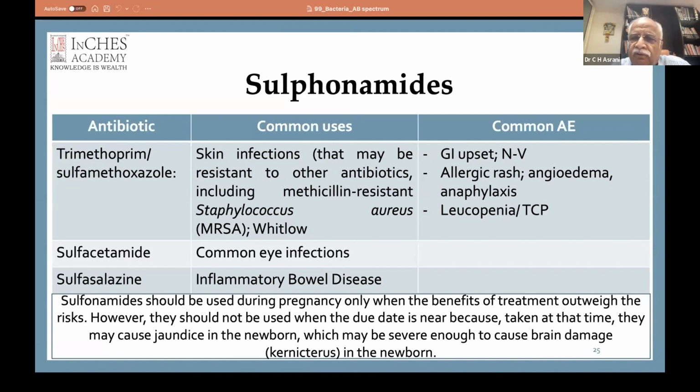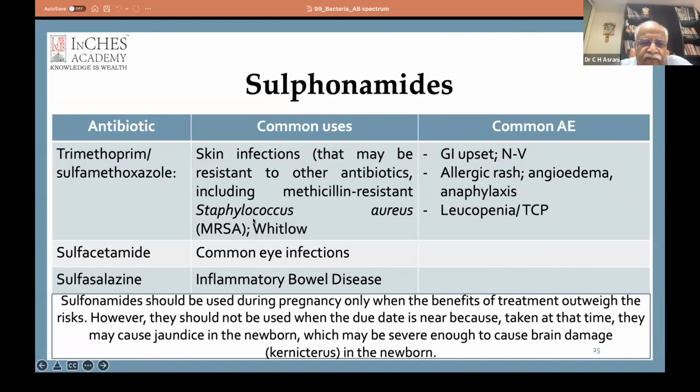GI upset, nausea, vomiting, you don't get often. Allergic rash in those who are allergic to sulfa. Very rarely it may cause leukopenia or thrombocytopenia. Sulfacetamide is used for common eye infection, available in drops only, and sulfasalazine is used for inflammatory bowel disease, more likely Crohn's disease.